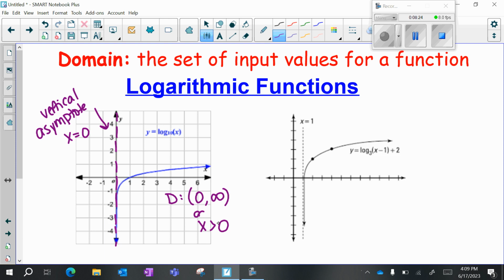This one has an asymptote, but it's a continuous function. Slightly different than our rational functions, which have an asymptote, but have a discontinuity. On the right, I have another graph for you. My asymptote is drawn in already at x equals 1. So my domain here would be parentheses 1 to infinity, or x is greater than 1. This was my equation. My transformations here were right 1 and up 2. And what you might notice once again is that what's inside my parentheses is going to affect my domain.